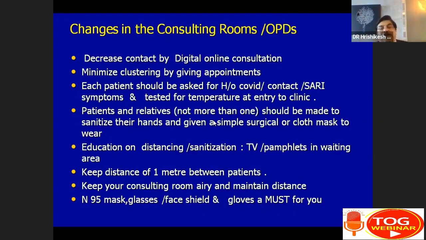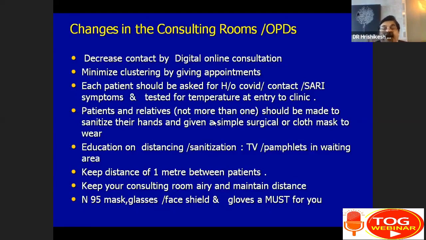Each patient should be asked for history of COVID, history of contact, history of SARI symptoms, and you must check each patient's temperature as they enter your clinic. Patients and relatives, not more than one relative should be allowed, and they need to sanitize their hands and be given a simple surgical or cloth mask to wear when entering your consulting room to talk to you. And when they're sitting in the waiting area, you can educate them on distancing and sanitization using your television or pamphlets.